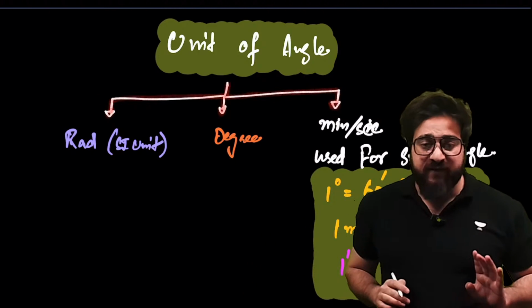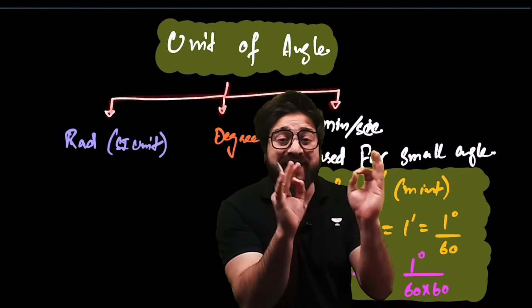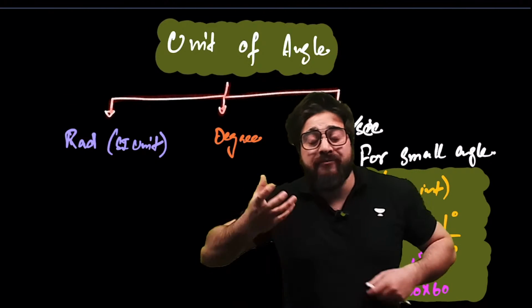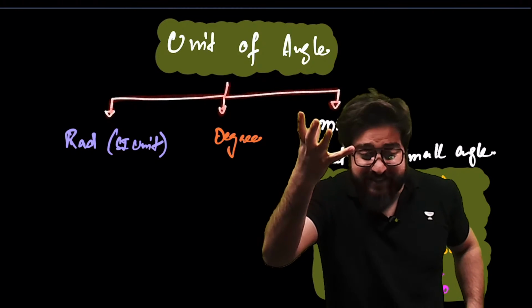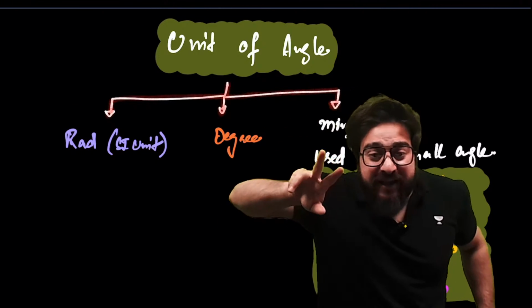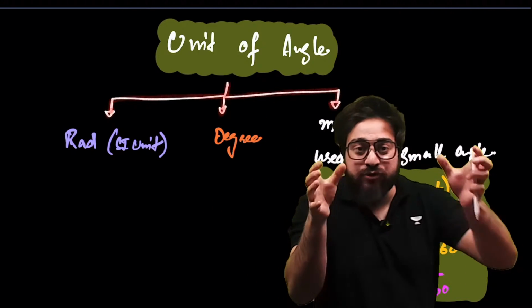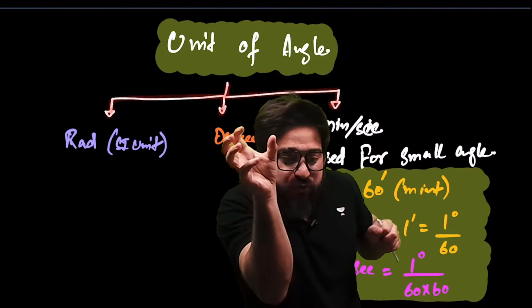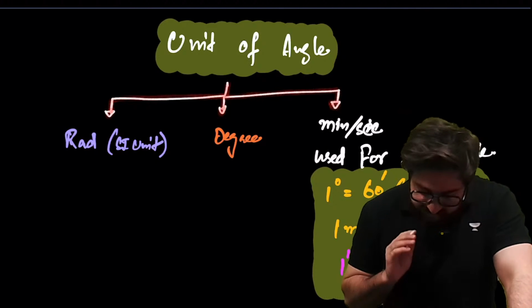Listen to me very carefully. Unit of angle. What does unit of angle mean? Unit of angle means how much is the angle. We say 50 degrees the angle, 40 degrees the angle, 30 degrees the angle. Similarly, pi radians is the angle. Like you say, mass is equal to 10 kg. Kg is the unit.